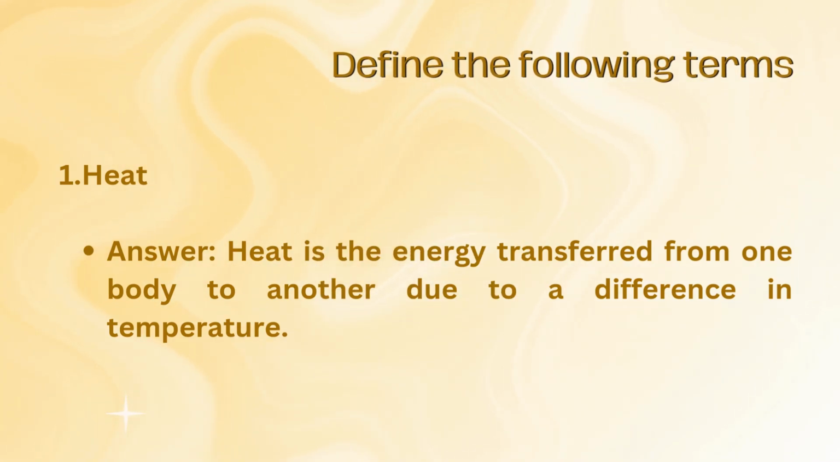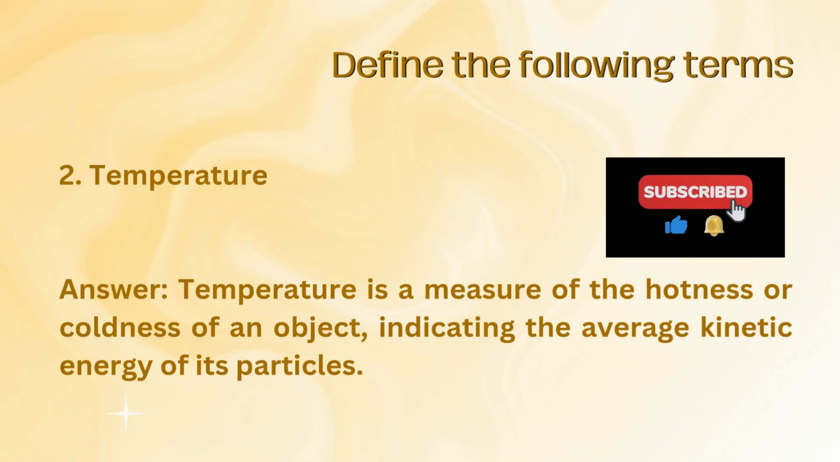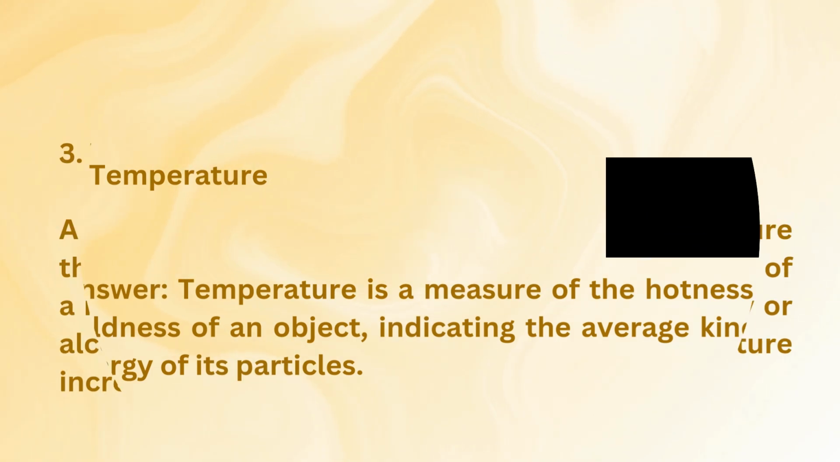1. Heat. Answer, heat is the energy transferred from one body to another due to a difference in temperature. 2. Temperature. Answer, temperature is a measure of the hotness or coldness of an object, indicating the average kinetic energy of its particles. 3. Thermometer.